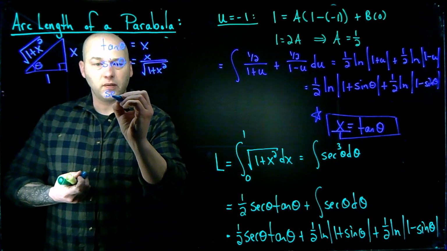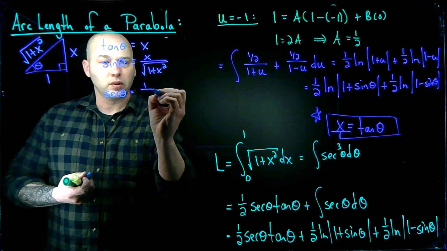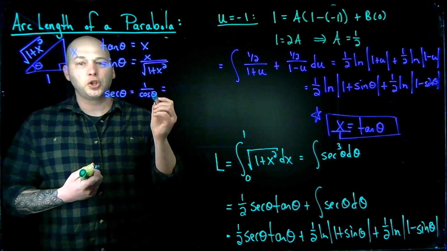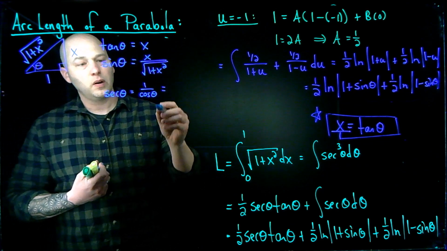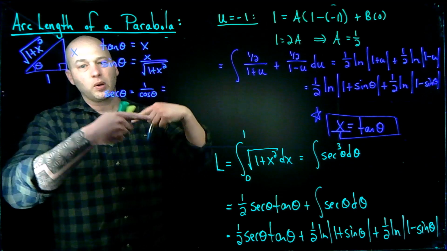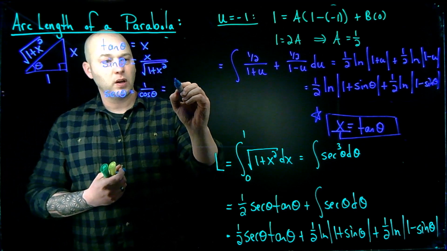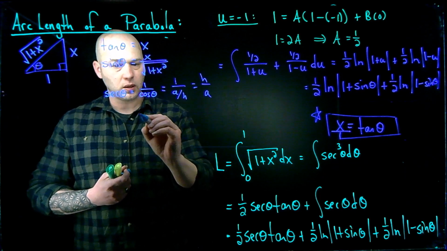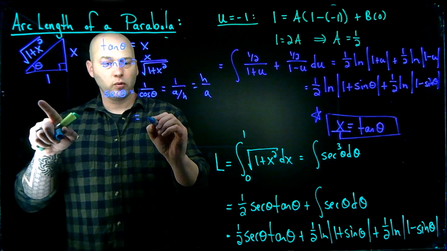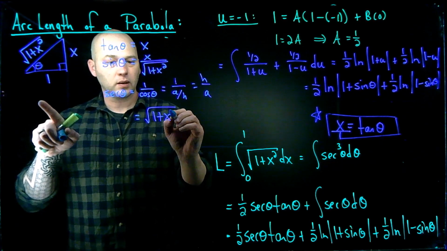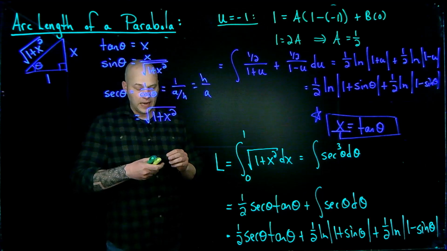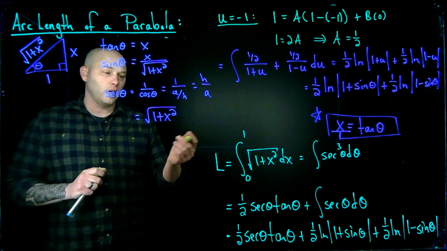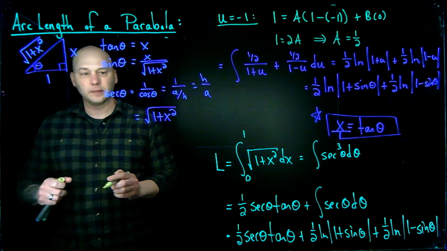So the secant of an angle, remember, is the reciprocal of the cosine of an angle. And the cosine of an angle is adjacent over hypotenuse. So the secant would be the reciprocal of that. So instead of adjacent over hypotenuse, it would be hypotenuse over adjacent. And of course, that would be the square root of 1 plus x squared. Okay, now we can finally put all this together and compute the arc length of that very simple parabola.